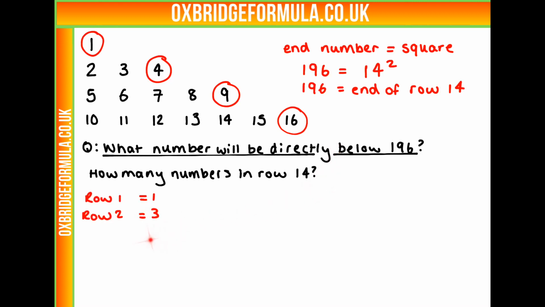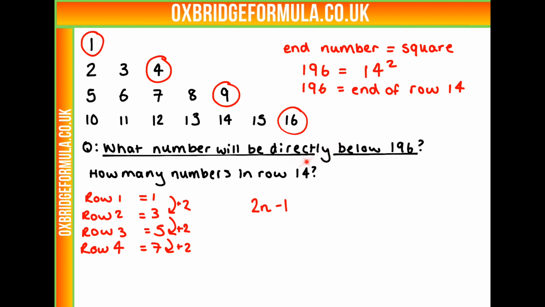Well, in row 1 we have 1, in row 2 we have 3 numbers, in row 3 we have 5, and in row 4 we have 7. We can see we're adding 2 to this every time. So let's see if we can write this as an equation. If we're adding by 2 every time, we can do 2n, and we know that has to be minus 1, as that brings us back to our original value. So for example, if we have row 2, if n equals 2, 2n is 4, minus 1 is 3, and we have 3 numbers in that row. So here is our equation for the amount of numbers in a row.